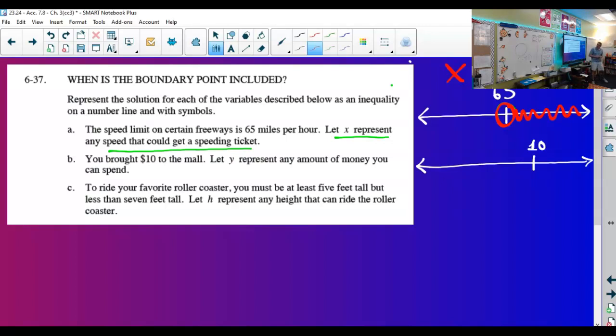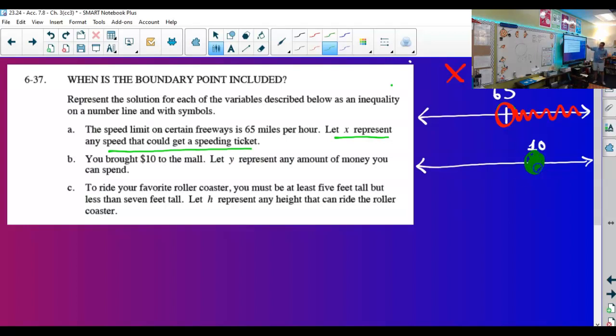Evelyn, what about on B? You took $10 to the mall. I'm sure you can only take more than that if you're going to the mall because these days $10 is not much. But for the boundary point, let's use green because it's money. So Evelyn, could you spend $10? Yes. So do we shade that or leave it open? We shade it.